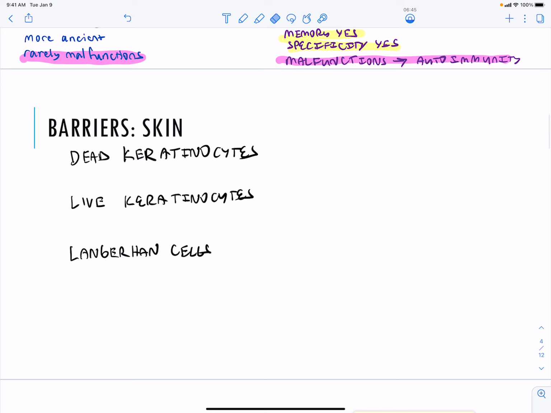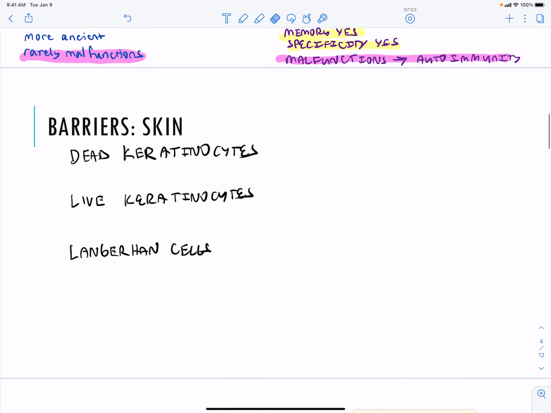So when we talk about barriers, we are talking about several layers that are going to protect us before the pathogen even gets in, before our alarm system goes off. And so we have our dead keratinocytes that colonize the surface of our skin. So these guys are at the surface, and they are going to prevent penetration of organisms. Of course, this relies on intact skin.